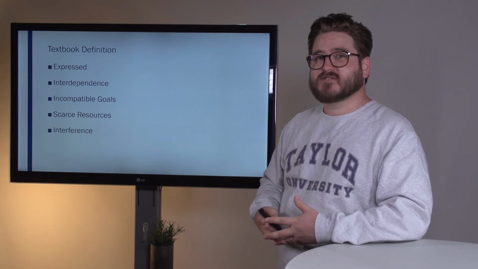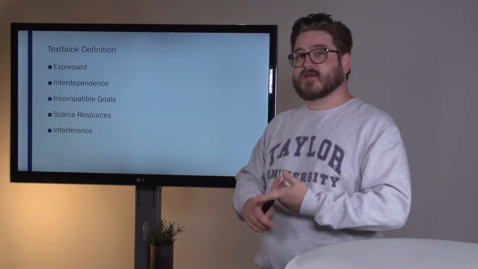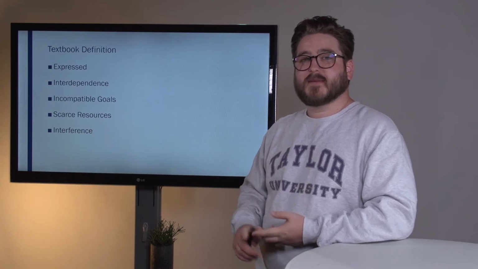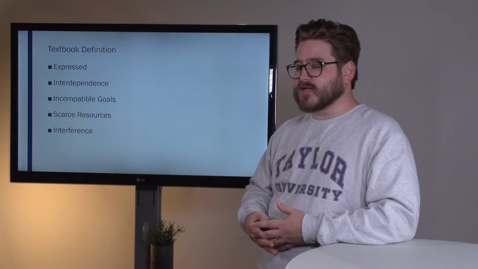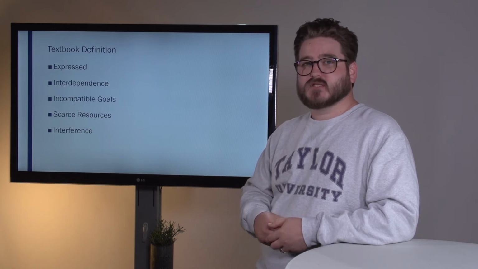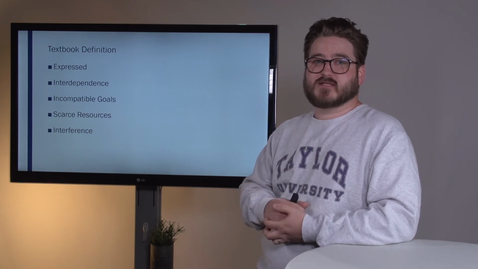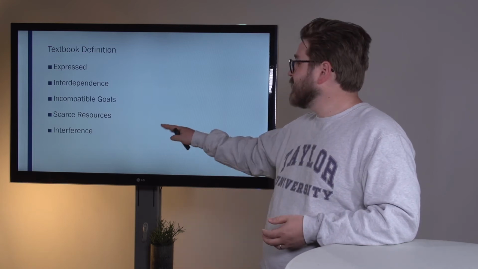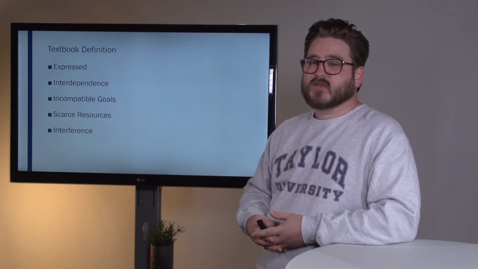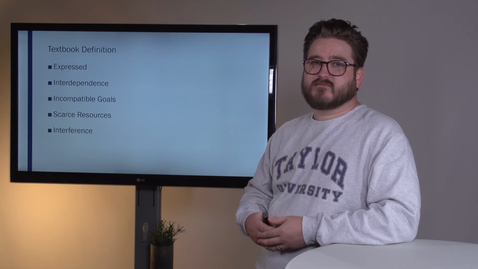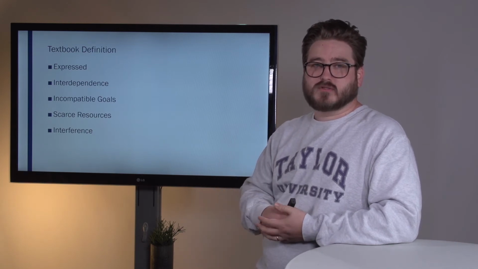They also have to have scarce resources to accomplish those goals. So maybe those are financial resources. Maybe it's energy or time. It doesn't just have to be one type of resource. But lots of different things could fit into this definition. And lastly, that there is perceived interference, that the other person that you are in conflict with is making it harder for you to accomplish those goals.